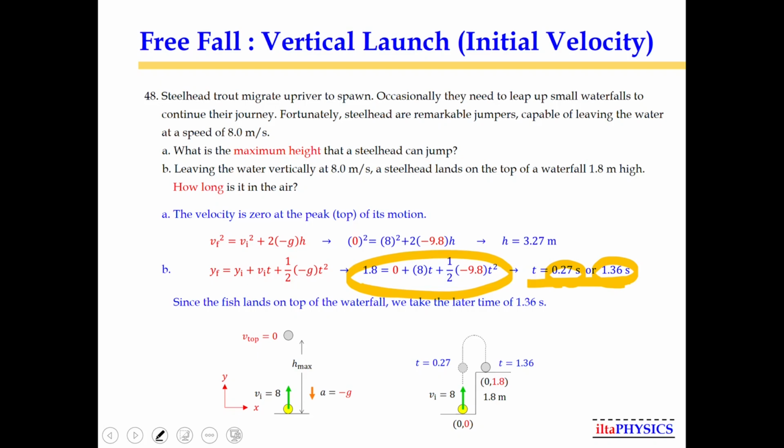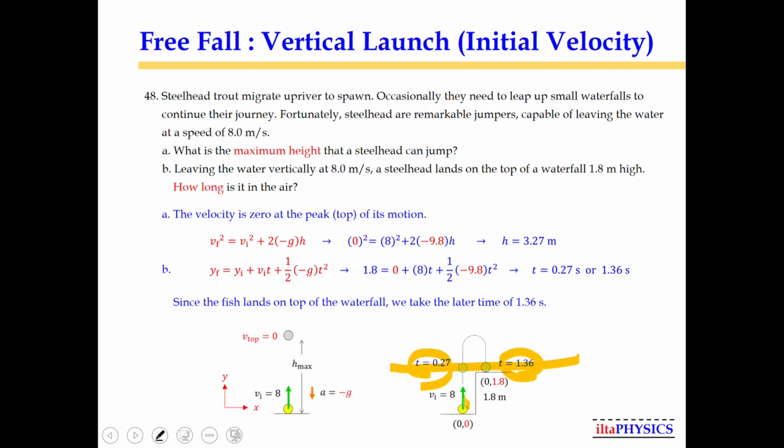So, what exactly do these two values mean in terms of physics? Since the trout moves vertically, it passes the 1.8 meter mark twice. Once at 0.27 seconds on the way up, and again at 1.36 seconds on the way down. So, the time it could be at or above that waterfall height is up to 1.36 seconds. Make sure to practice different types of problems by setting up your coordinate systems and origins carefully.